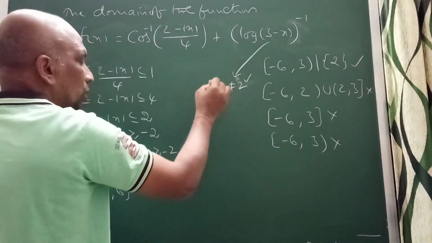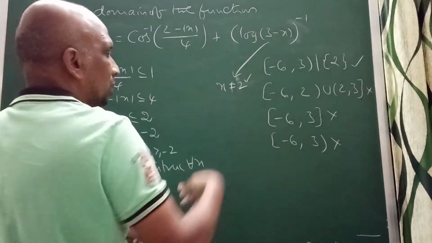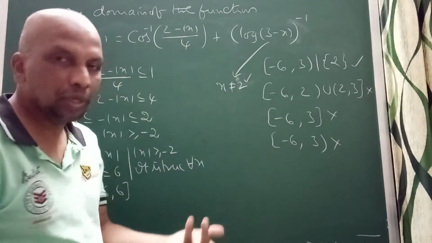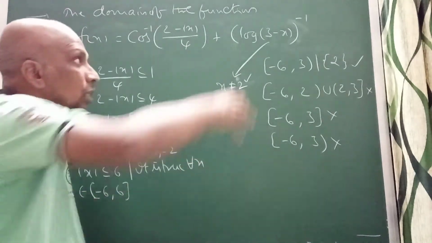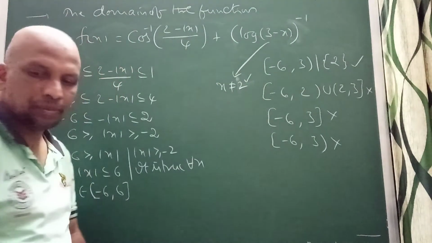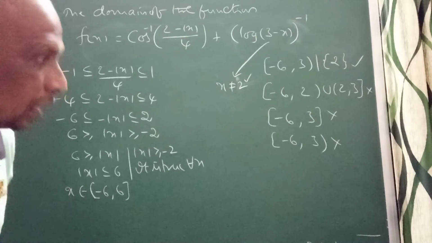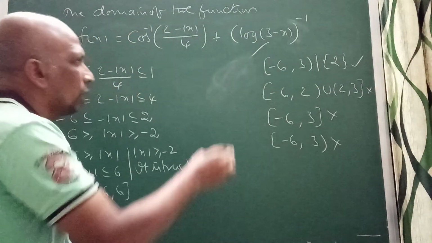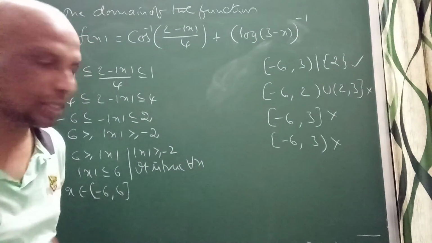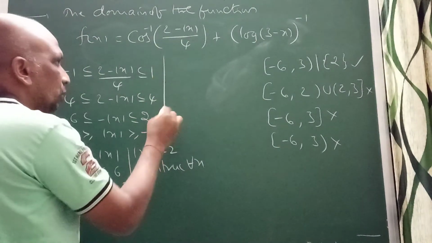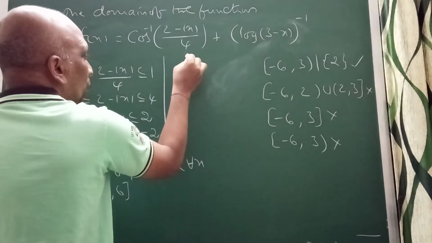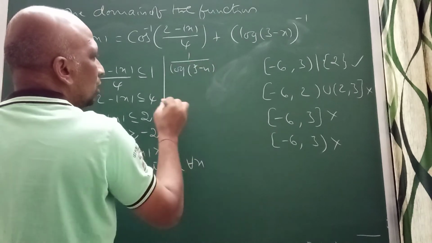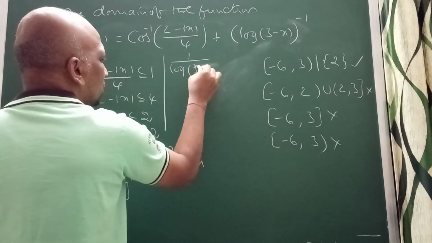You can observe here. When I am talking about log of 3 minus x, to give it an idea of the answer, I have done this. It should not be equal to 2. That is 2 only, right? Because this is 1 by log of 3 minus x. Now you can see this part. So when I am talking about this second term, you can observe here to decide the answer. This is 1 by log of 3 minus x. This is the term, right?